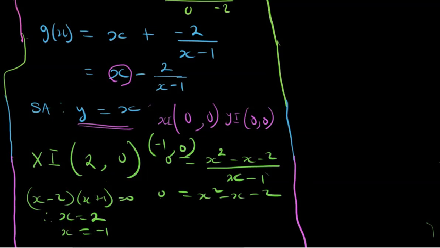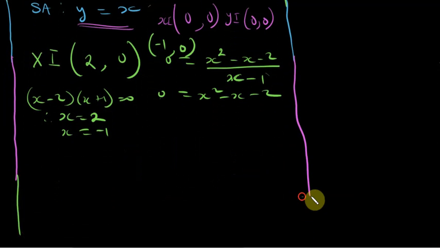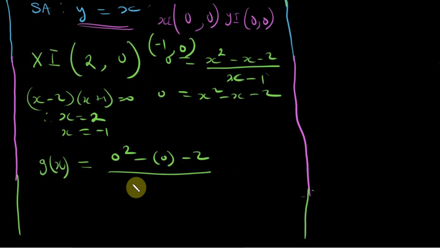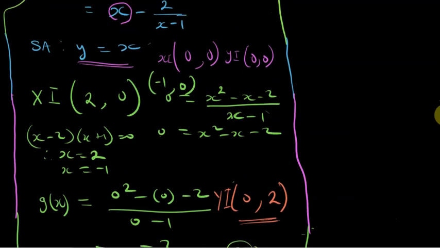What about the y-intercept? As for the y-intercept, we plug in x equals 0 in the equation. G of x equals 0 squared minus 0 minus 2 divided by 0 minus 1. Therefore we have minus 2 over minus 1, which equals 2. So when x is 0, y is 2. Cool. Nice. Let's plot our graph.